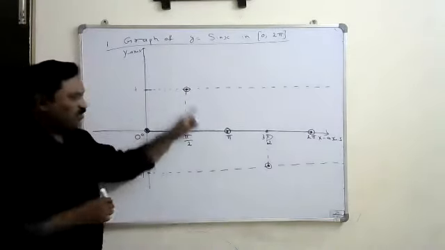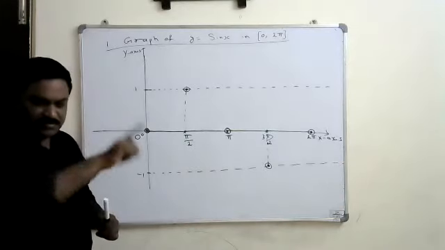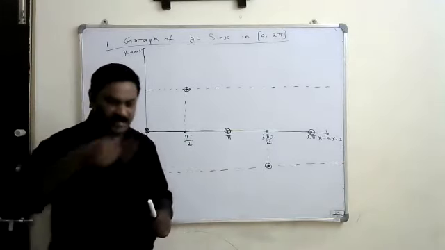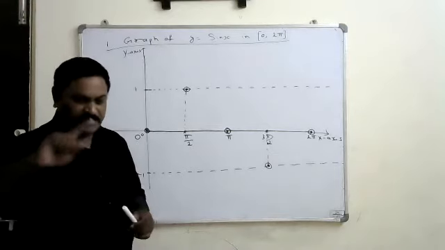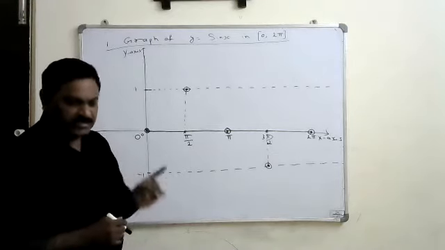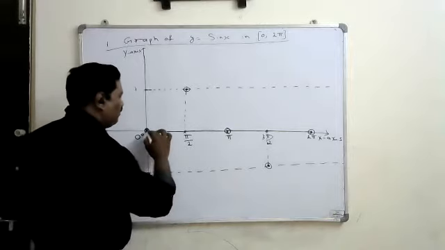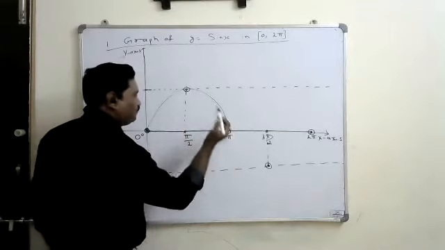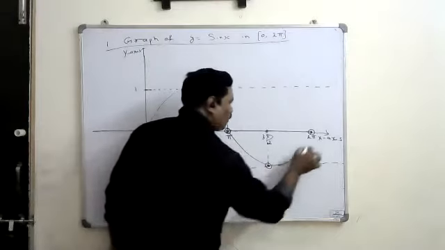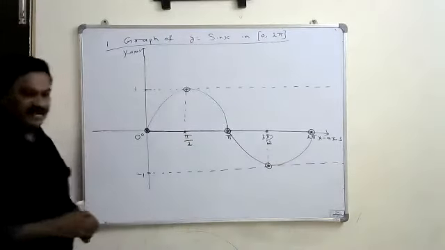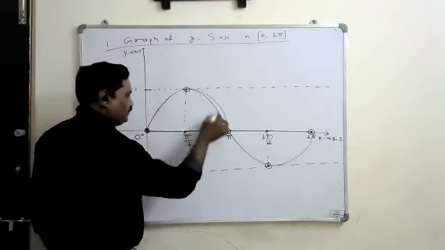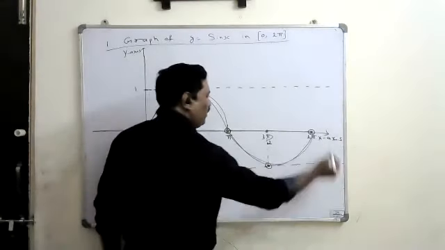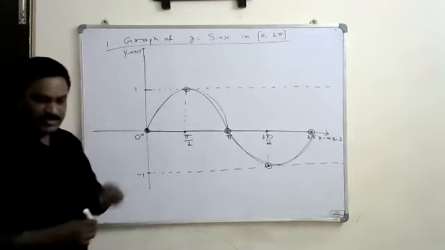Now join all these points with free hand. Don't join them with the scale. Join them with free hand because there is a curvature. This is not a straight line. So join them with free hand. This is the graph of sin x, that is from 0 to 2 pi.